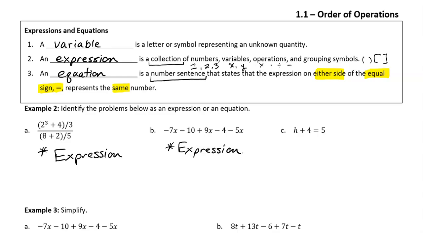Last one, C. We have h plus 4 is equal to 5. Even reading it, I can start to see my answer here. The fact that I'm saying equal to a number, equal to something on the other side, is going to tell me that this is in fact an equation. Then we would be asked probably to solve the equation. That equal sign is telling me that the left-hand side has to be the same number as the right-hand side. Then we will be able to figure out the h value that would make that true. But that's in fact an equation.